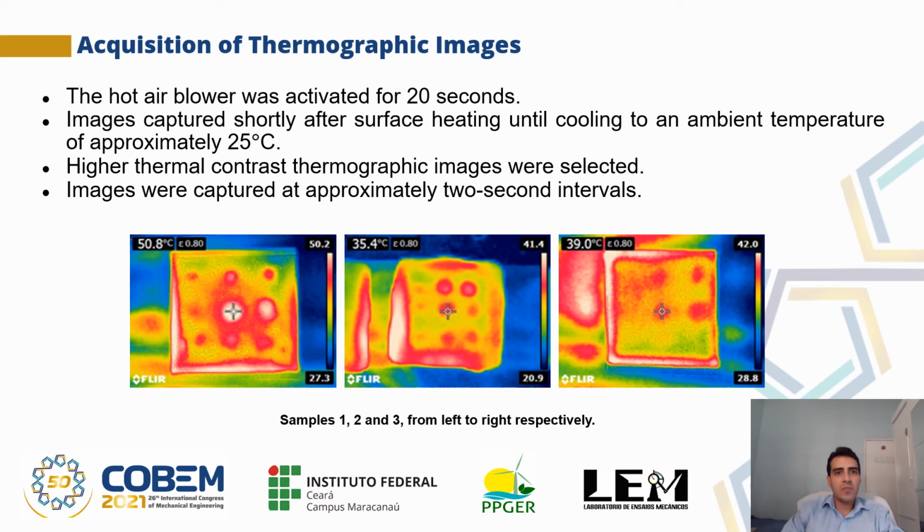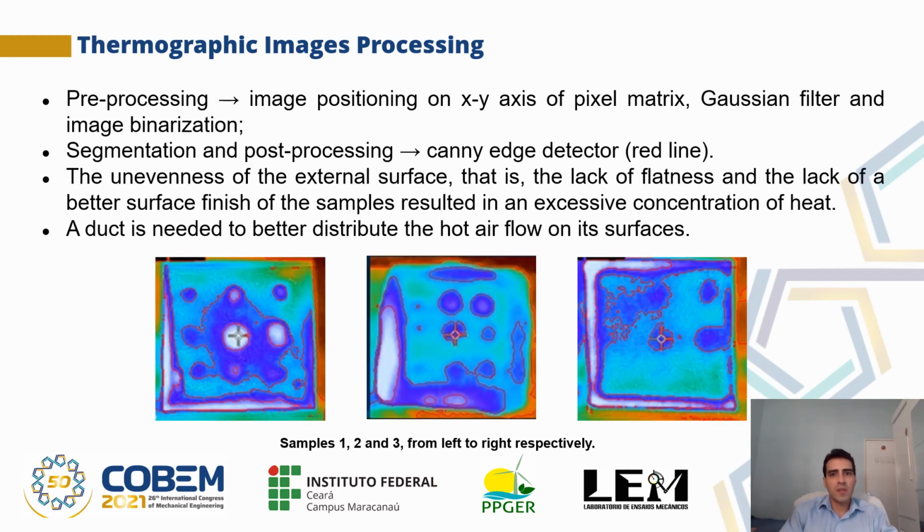Acquisition of thermography images. The hot air blower was activated for 20 seconds. Higher thermal contrast thermographic images were selected. Images were captured at approximately 2 second intervals. Pre-processing: Gaussian filter and image visualization. Segmentation and post-processing: scanning edge detector, red line.